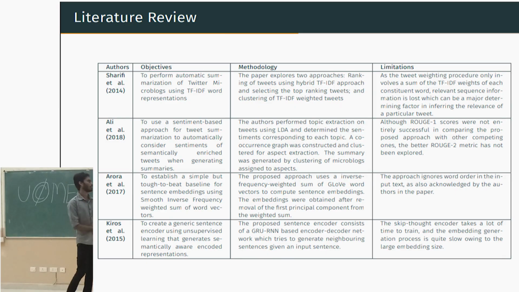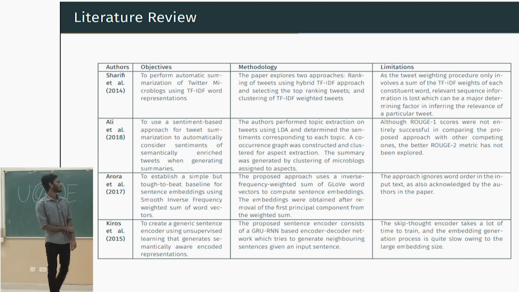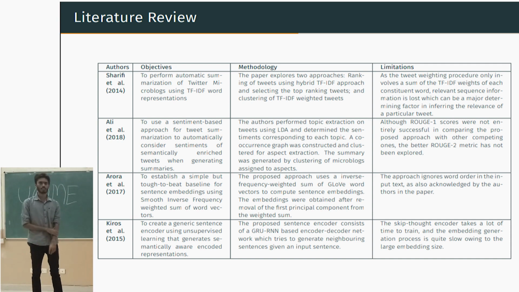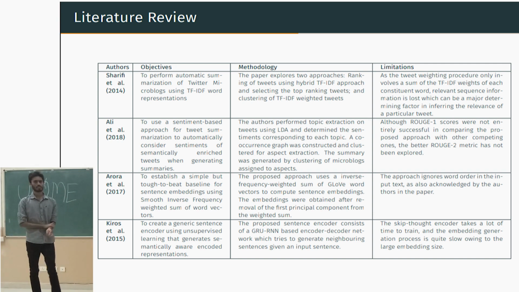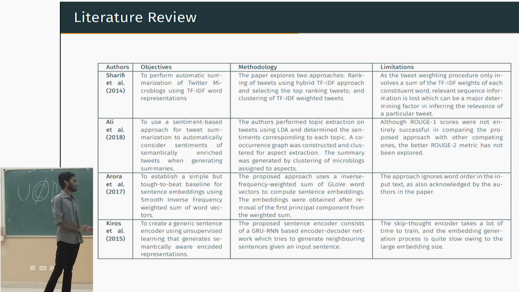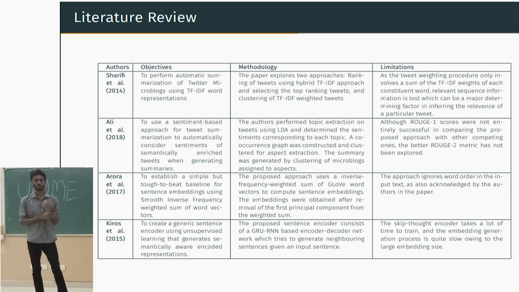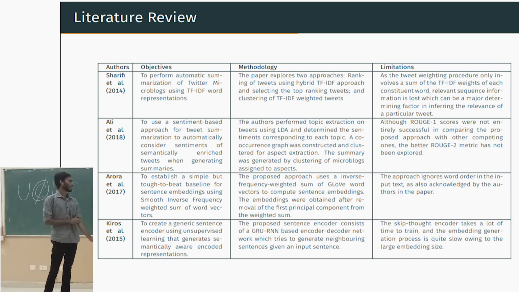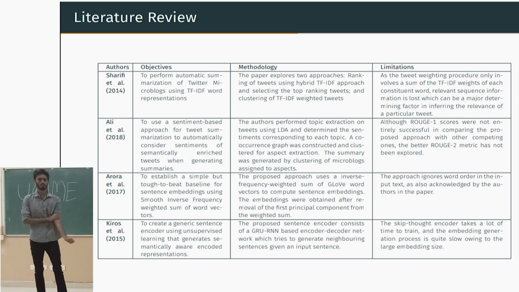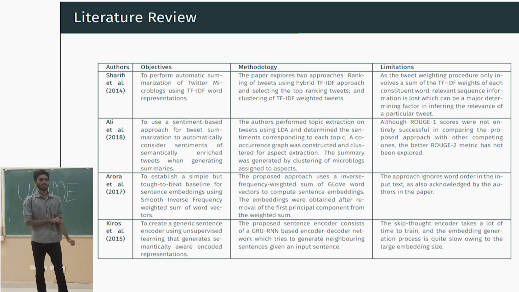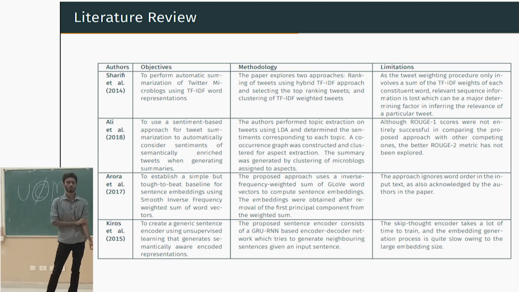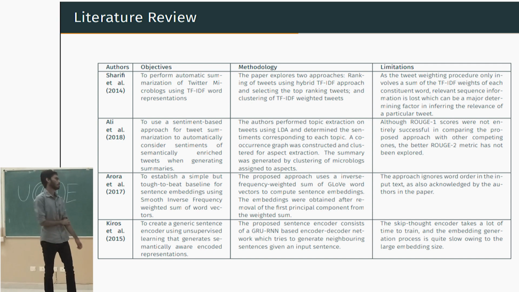Our literature review is as follows. In our base paper, Sharif and others performed automatic summarization of Twitter microblogs using TF-IDF word vectors. They basically explored two approaches. The first one is ranking of tweets using a hybrid TF-IDF approach, and the second one is clustering TF-IDF weighted tweets. The main limitation of their approach was that they ignored necessary sequence information in their TF-IDF weighted sum, which could provide necessary information about the relevance of a particular tweet.